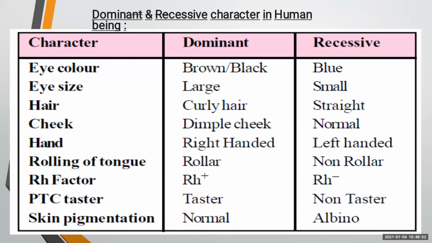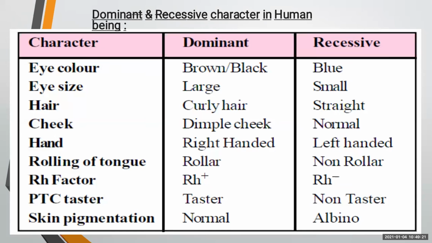Then rolling and non-rolling of the tongue, I've told you. Some people can roll their tongue, some can't. So rolling of the tongue is a dominant character, and non-rolling is a recessive character. Then blood group: Rh positive is a dominant character, and Rh negative is a recessive character. Then being a taster is a dominant character, while being a non-taster is a recessive character.